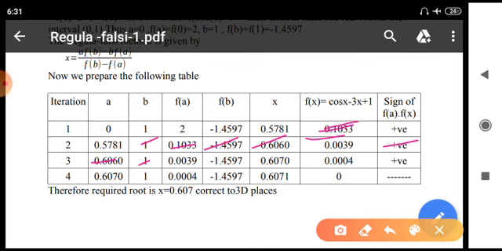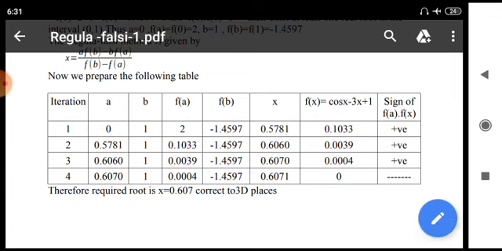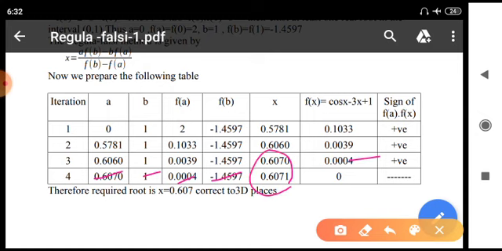0.6060, b is 1. F of a is already calculated in the previous step. F of b is the same. If you again calculate, what we get, x value is 0.6070. F of x is 0.0004. Again we will get the sign as positive. Now again we will write the x value under the column a, b as it is. F of a we have calculated here. F of b same, x value 0.6071, it is almost the same, but it is the same for 3 decimal places.